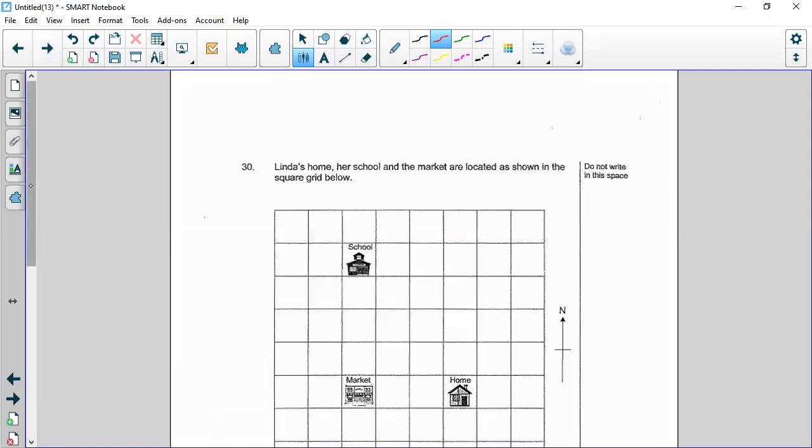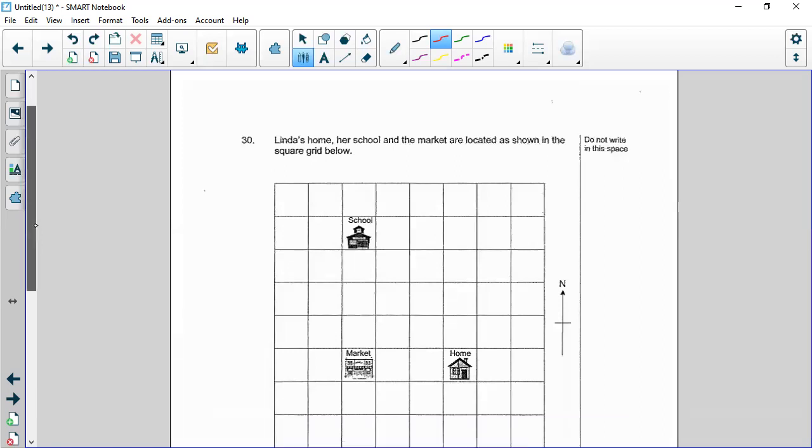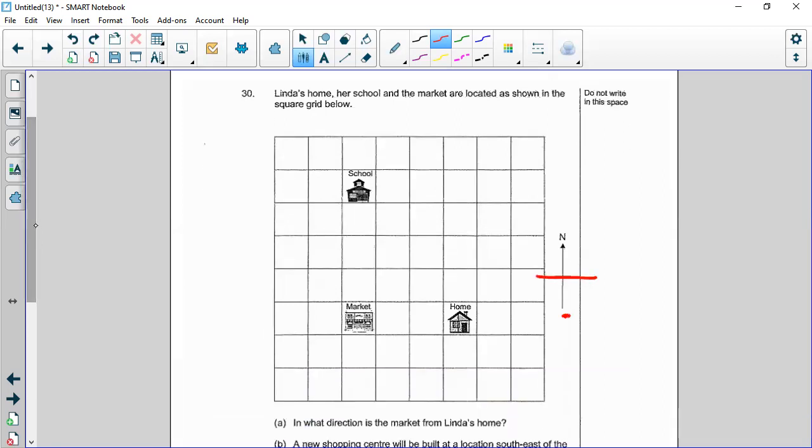Linda's home, her school, and the market are located as shown in the square grid. So you need to put down your directions: north, south, west, east, and then your 8-point compass. You have to show all this carefully. And this will be northwest. Then read the first statement.